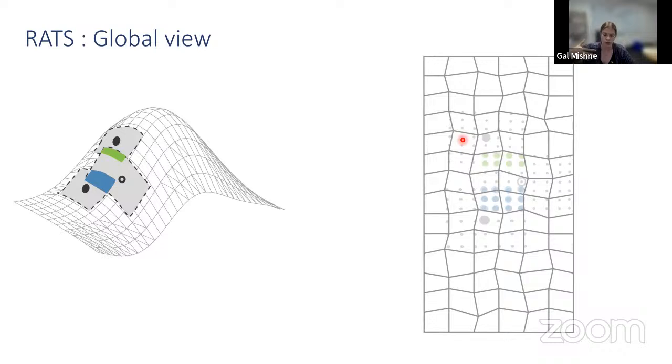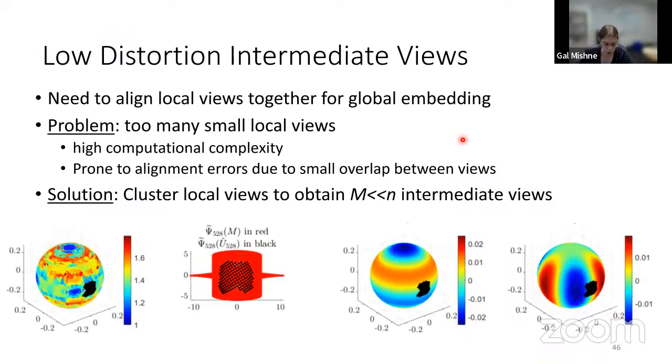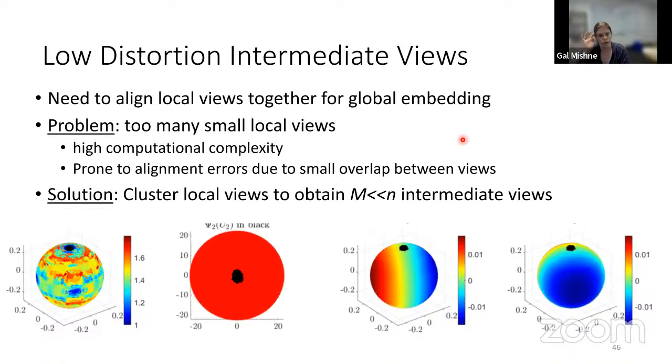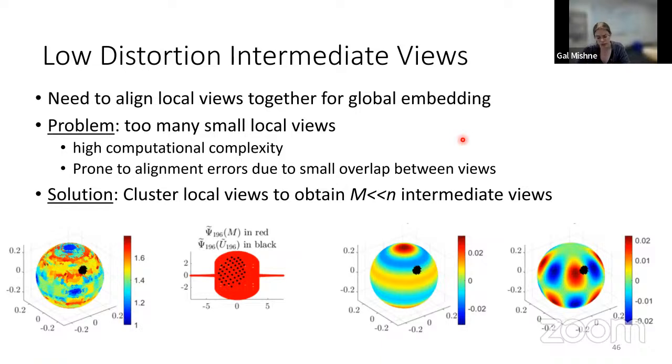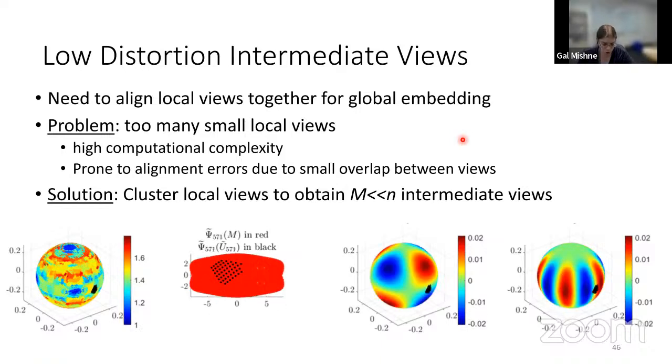And I want to get this embedding so that I'm still preserving the low distortion that I had in the local views. Just as a small heuristic, if we have very small local views, then aligning all of these data sets becomes a very noisy process and also computationally intensive.